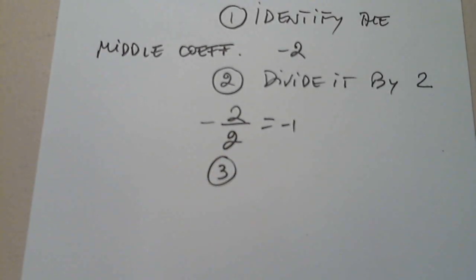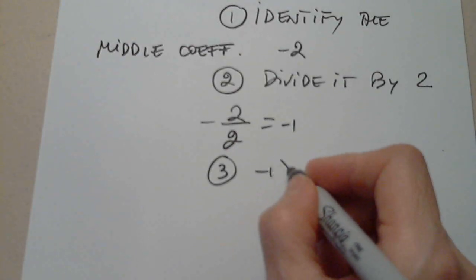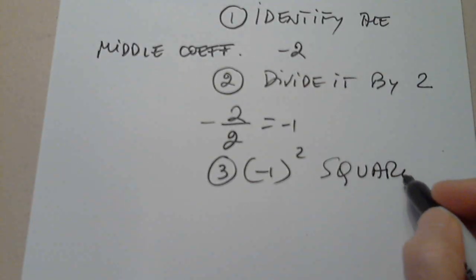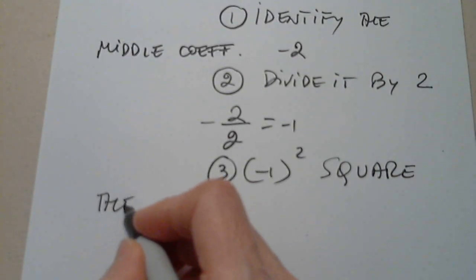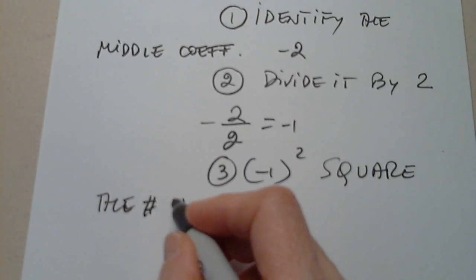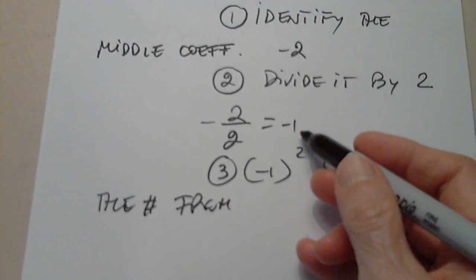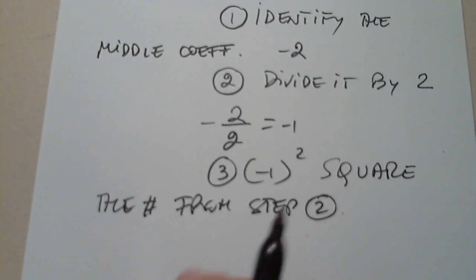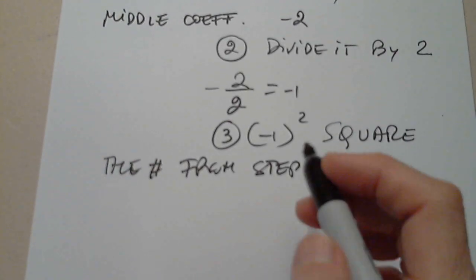In step 3, I will square -1. Square the number from step 2, the result that we get from step 2. Okay, I did. It's 1.